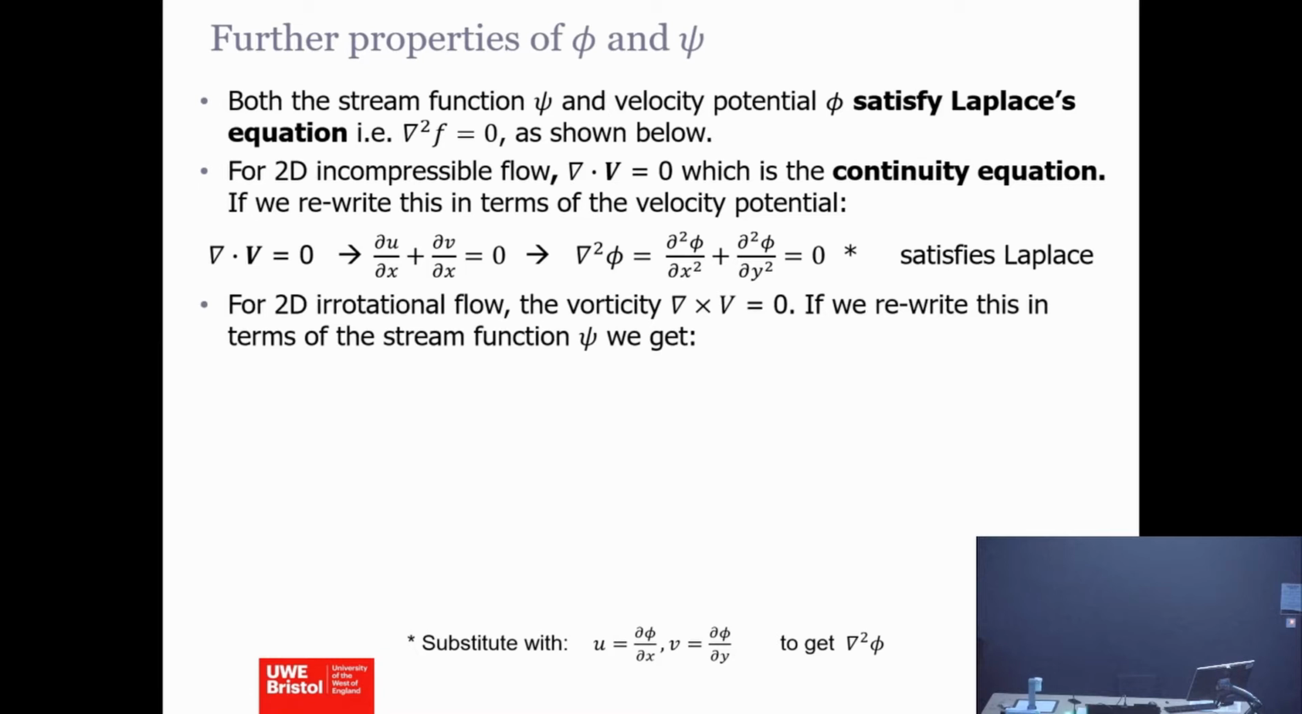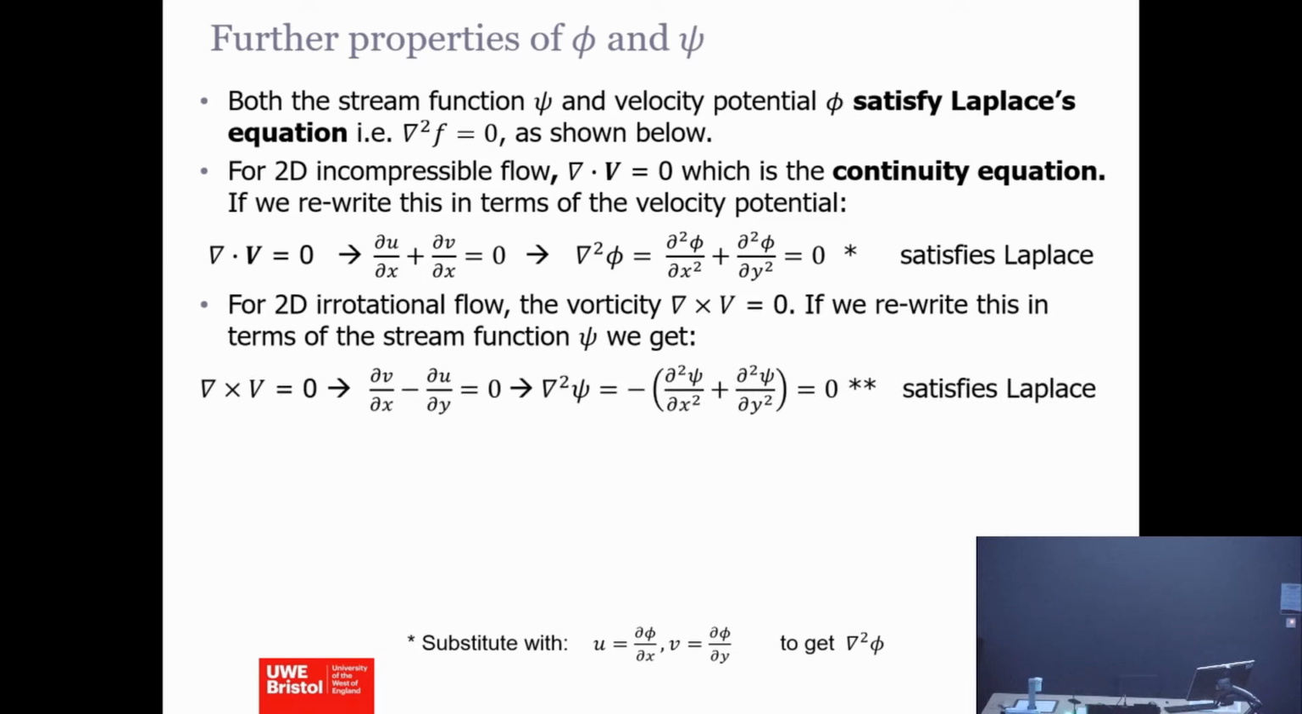Similarly, if you take the fact that the flow is irrotational, so that means the curl of V is 0, del cross V is 0, the vorticity is 0, and you express that in terms of the stream function, then you can show that the stream function satisfies the Laplace equation. So this is just another way of showing you how you can prove that phi and psi satisfy the Laplace equation. First of all, from the irrotationality, that's for psi, where the vorticity is 0, and secondly from the incompressibility condition for phi.